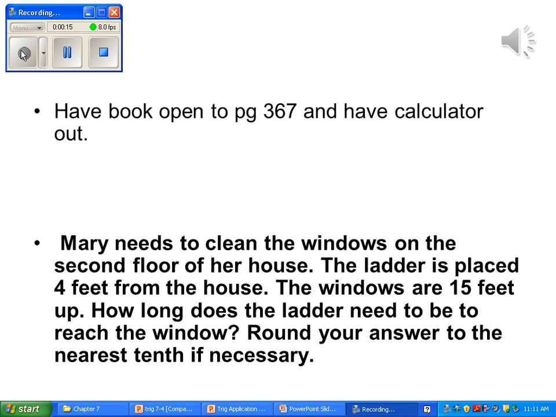Alright, Mary needs to clean the windows on the second floor of her house. The ladder is placed 4 feet from the house. The windows are 15 feet up. How long does the ladder need to be to reach the window? Round your answer to the nearest tenth if necessary.